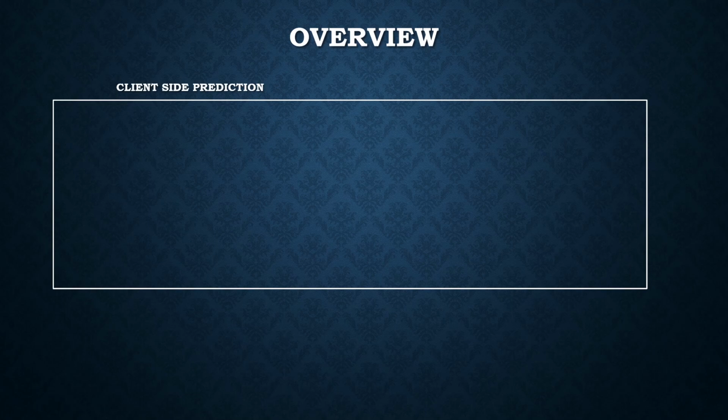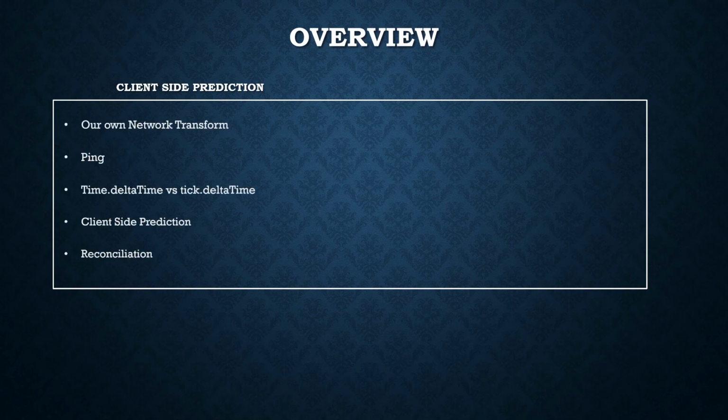Okay, so in this video, we're going to be taking a look at replacing the network transform created in Unity. We're also going to take a brief overview of ping and how that's going to impact us and why that's important when we're working with this. We're going to take a look at time.deltaTime versus a tick.deltaTime and the creation of that tick. Then we're going to take a look at the actual client-side prediction and how it works. And in the next video, we'll cover reconciliation.